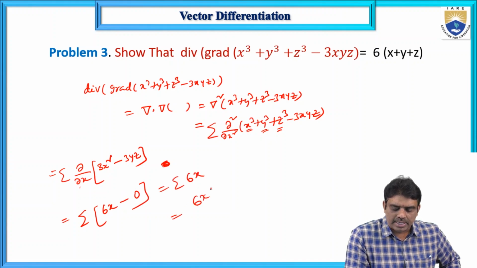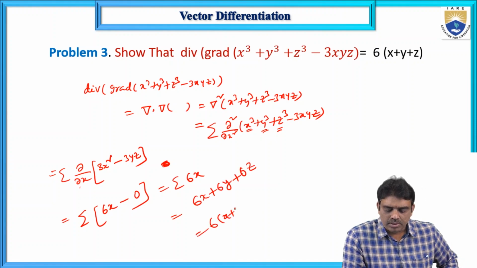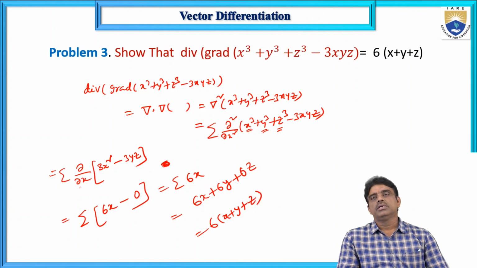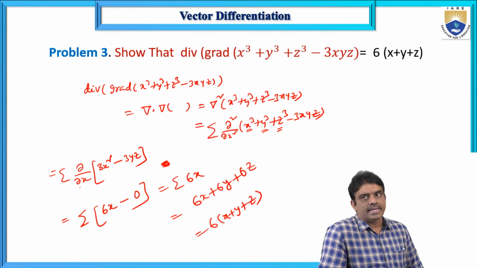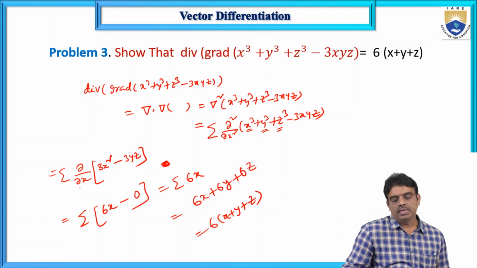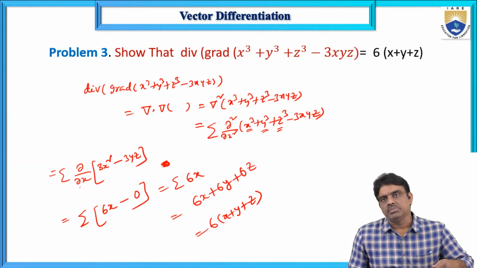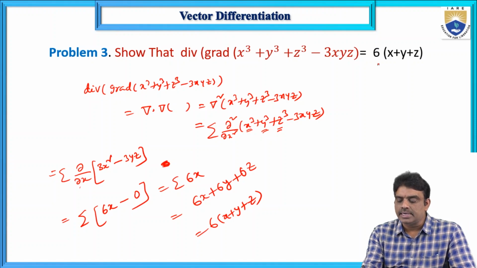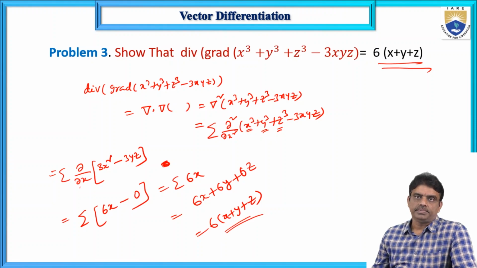So on expanding this you will get 6x plus 6y plus 6z, or 6 into x plus y plus z. So here also we have used the operator del square. Del dot grad phi is also called divergence of gradient. So you can apply it directly. Gradient divergence is equal to del square. Del square is the 2 times operation of del on the scalar point function, and the resultant is 6 into x plus y plus z, which is the required solution.